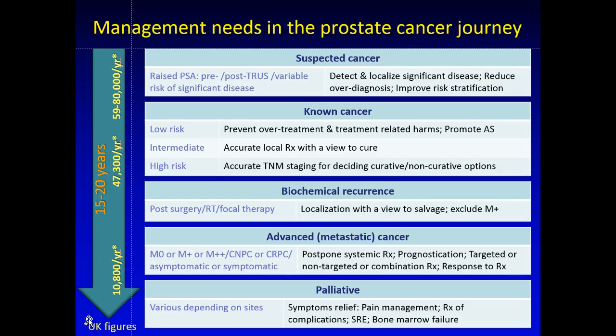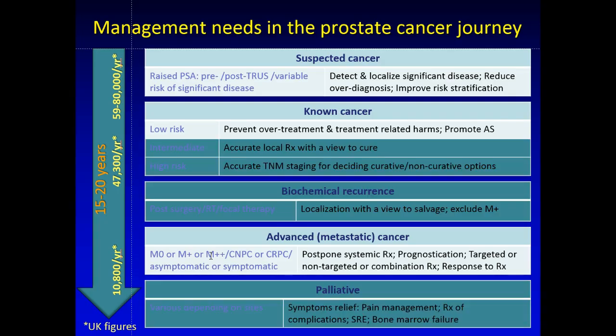Now, clearly there are several groups of patients one can identify, from suspected disease to known disease to biochemical recurrence and advanced disease. And within each of these categories there are groups of patients such as low risk, intermediate and high risk patients, in patients with known cancers, and then in advanced, often metastatic disease, you have the oligometastatic groups, the polymetastatic groups, castrate naive, castrate resistant groups, etc. And there isn't enough time to cover the entire spectrum today. So I just want to focus on three areas where I think MR imaging can really make an impact.